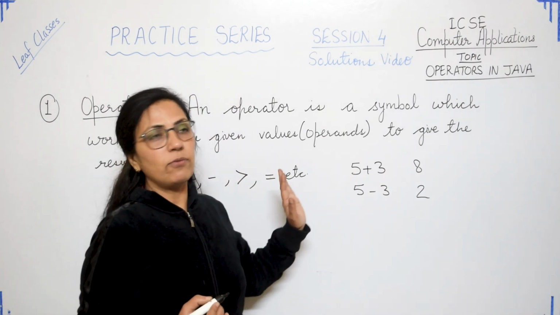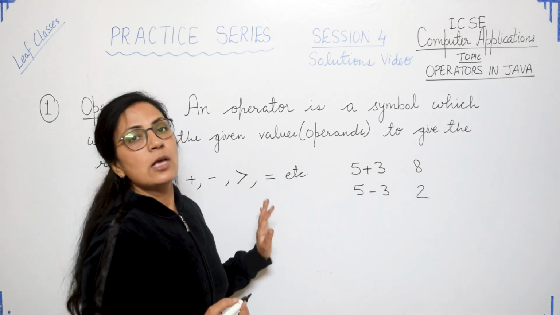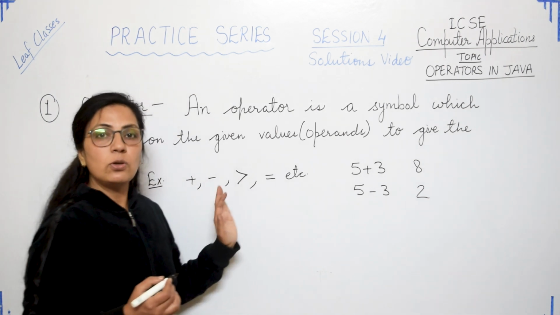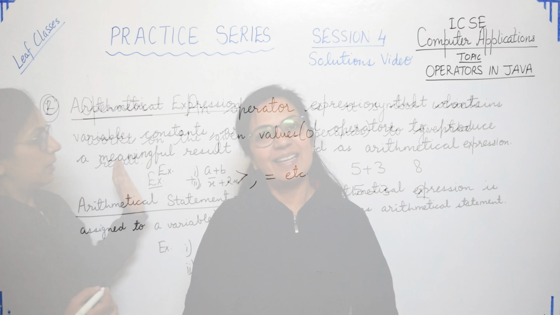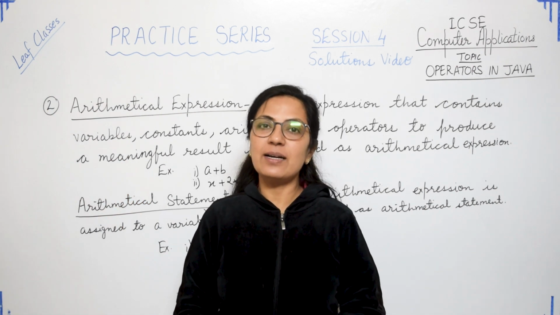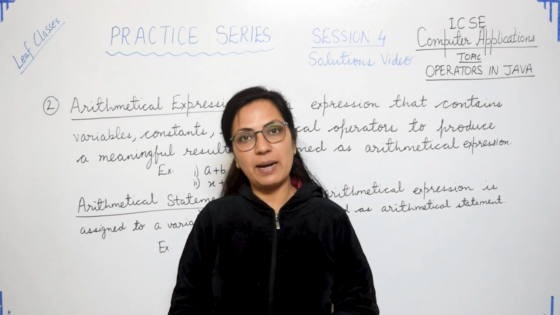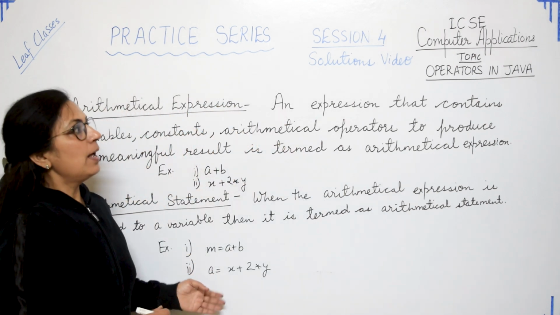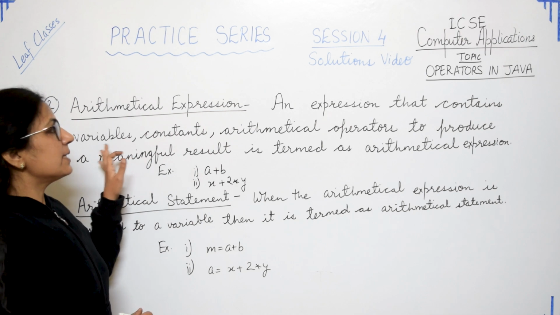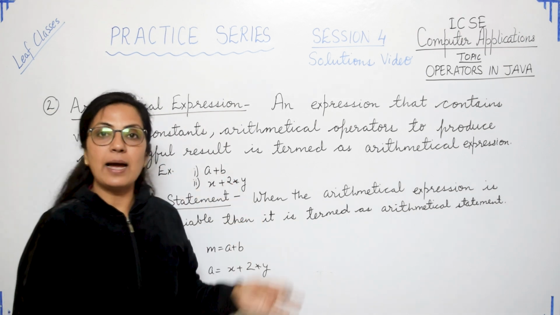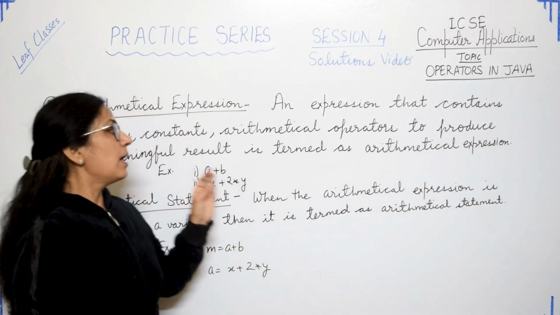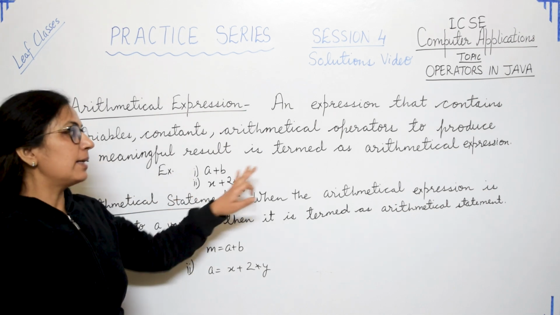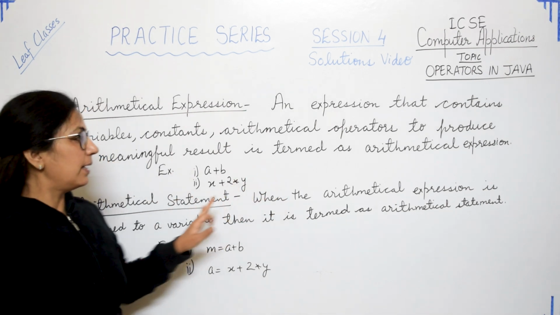Children, I am trying to give you the easiest definitions so that it is very easy for you to learn and remember. Question number 2 is to define arithmetical expression and arithmetical statement. So here I have written the definition. It's very simple. The expression that contains variables, constants and arithmetical operators to give you a meaningful result is known as an arithmetical expression.